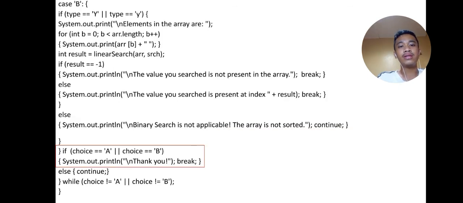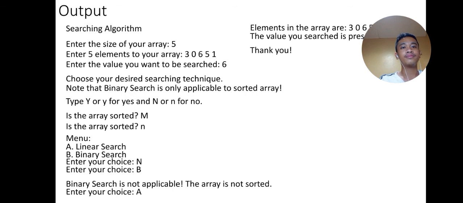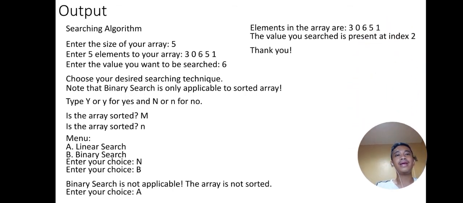Now let's proceed. So we have if right here. If choice is equal to A or choice is equal to B, it will print this code. The value of our choice is letter A, big A. So A is equal to A, which is true, and A is equal to B, which is false. But since it is OR, we need to return it as true. So we need to print thank you and break. So the output would be like this.